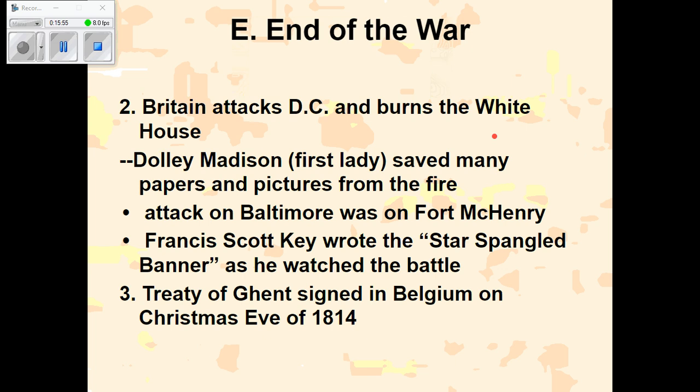But anyways, to cut this short, we have other heroes, but thanks Ohio State Standards for shortening it for us. But the British end up losing. So the Treaty of Ghent gets signed in Belgium on Christmas Eve of 1814.